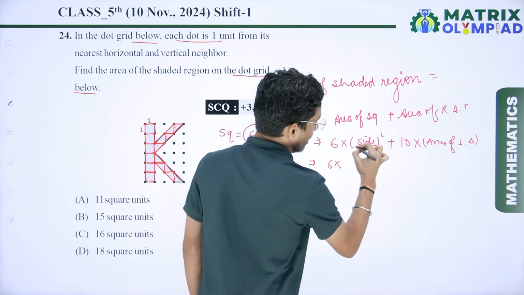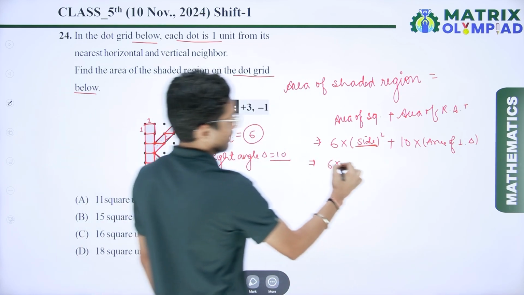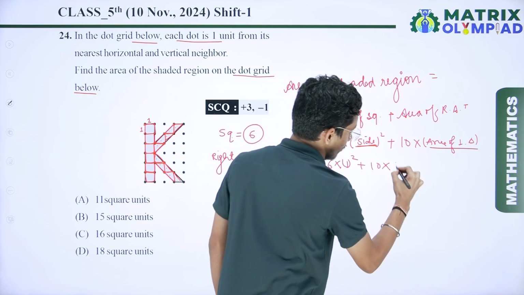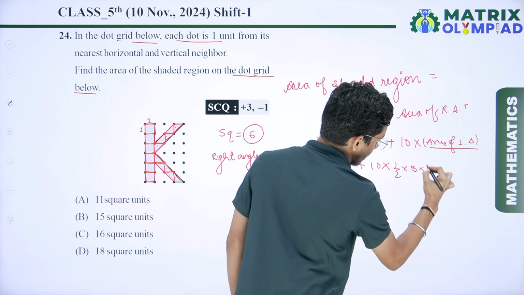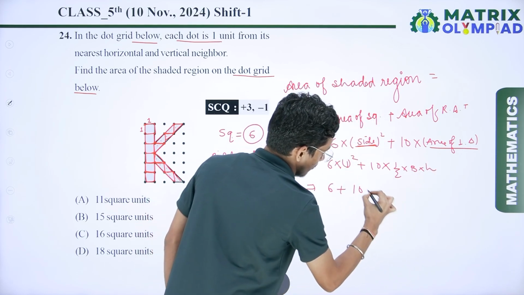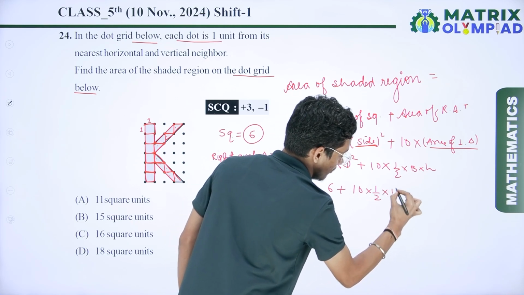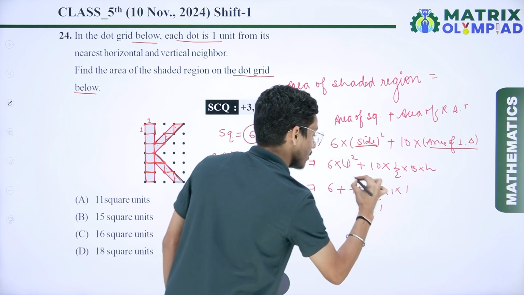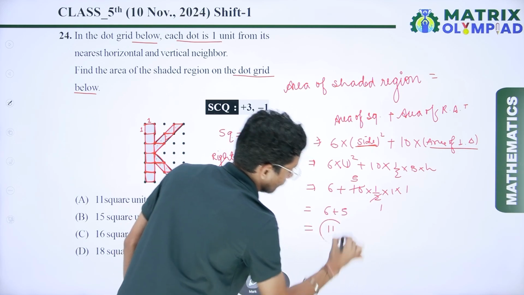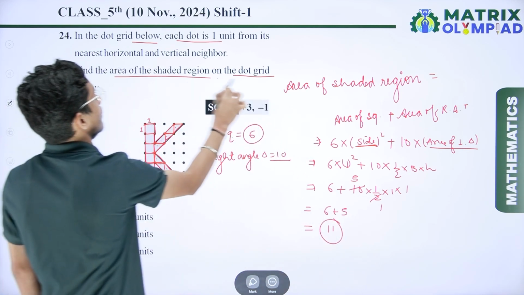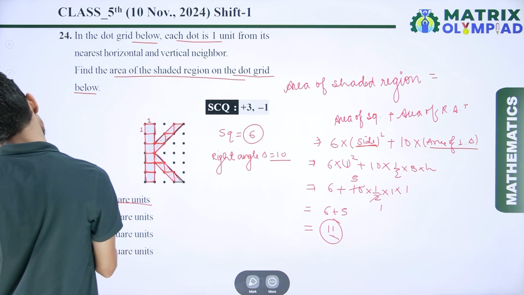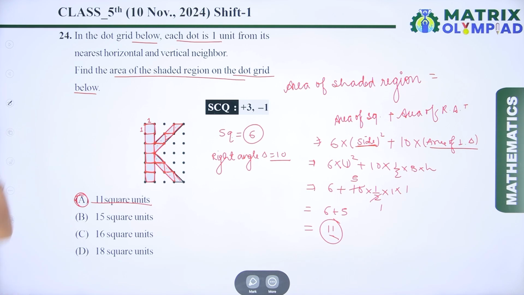So 6 multiply side we have given, that is 1. So I can write here 1 square plus 10 multiply by area of right angle triangle, we know 1 by 2 multiply base multiply height. So I can write here 6 plus 10 multiply by 1 by 2 multiply by 1 multiply by 1. So 2 1 is 2, 2 5 is 10. So I can write here 6 plus 5, that is 11. So the area of shaded region is 11 square unit. So here option number A is the correct answer.